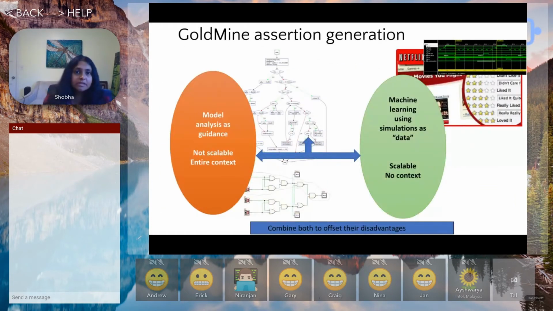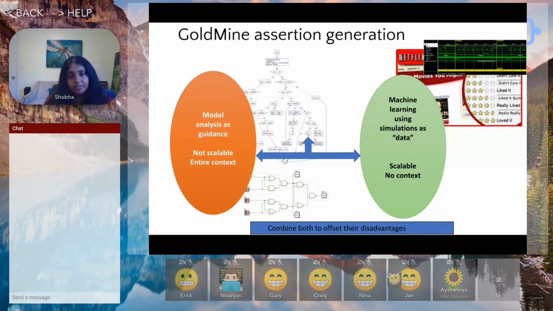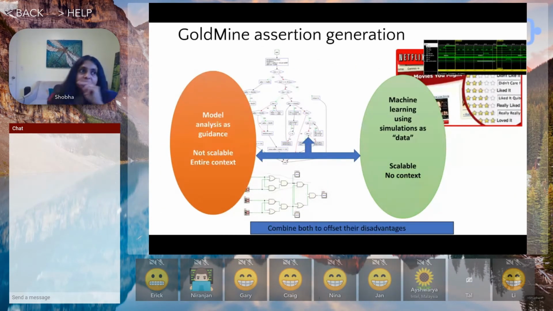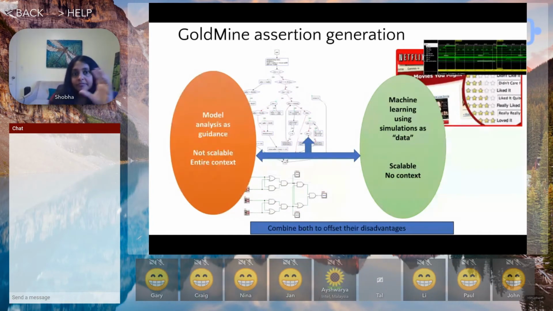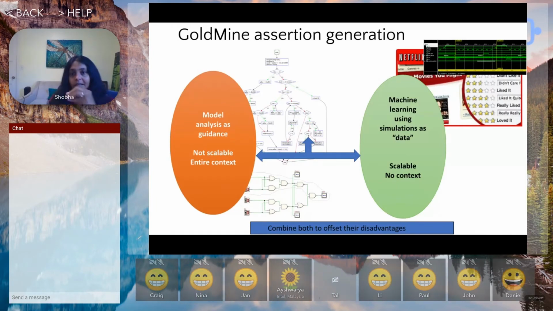So I will give you 3 examples. I'll give you an example of assertion generation. I'll give you an example of test generation, and I'll give you an example of silicon debug. And for all of these, I cannot go into great technical detail, but I will tell you the general high-level idea and what we saw when we applied that idea.